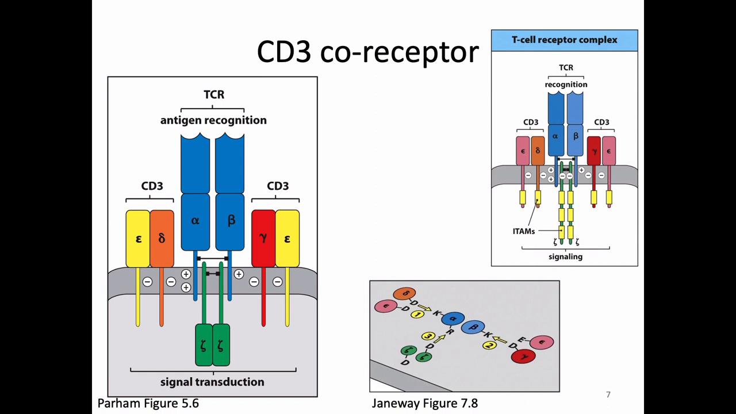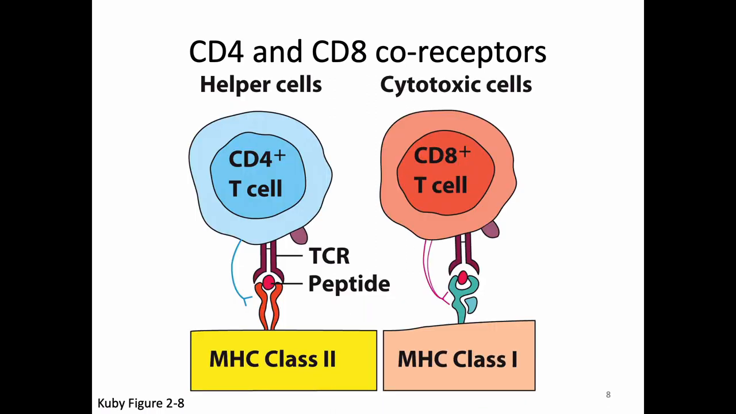But there's one other piece to the co-receptor that is really important. And the other piece to the co-receptor is something that we've already seen. This is either the CD4 protein in the case of a CD4 T cell, or the CD8 protein in the case of a CD8 T cell. You've already seen CD4 and CD8 as proteins that bind to the MHC molecule.